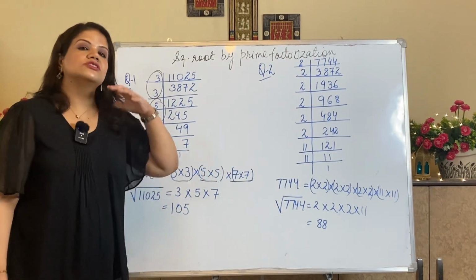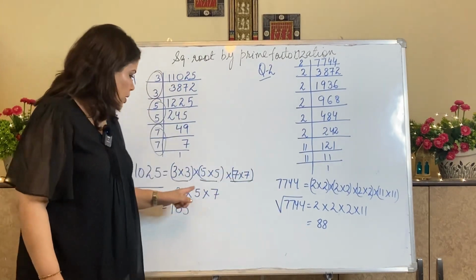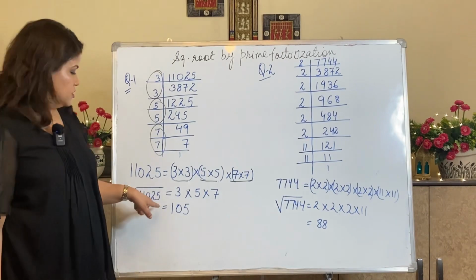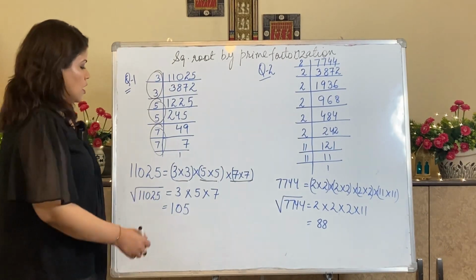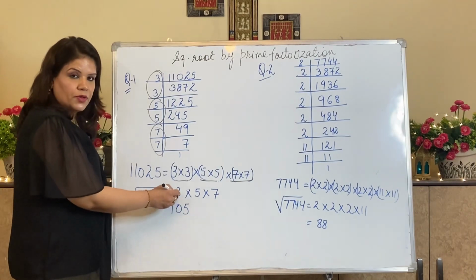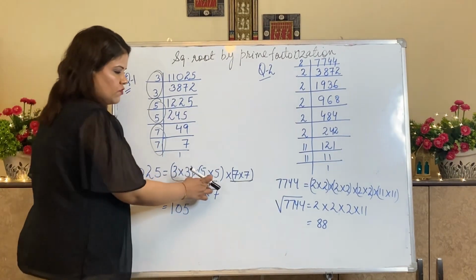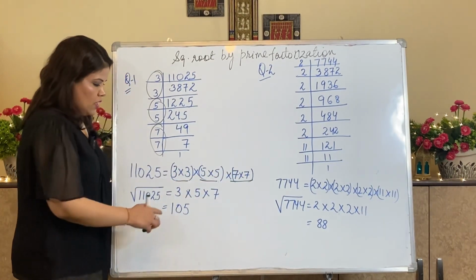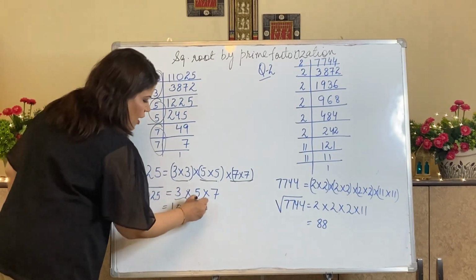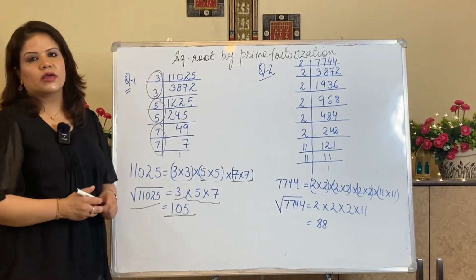Why? Because these are perfect square numbers. And when we are finding square root, we are looking for the value which when multiplied by itself gives us the same number. Understood? So that's why I have taken one number, because we are finding the root number. Root number is 3, root number is 5, root number is 7. So after this we will multiply and find their product. This product is the square root of the given number.